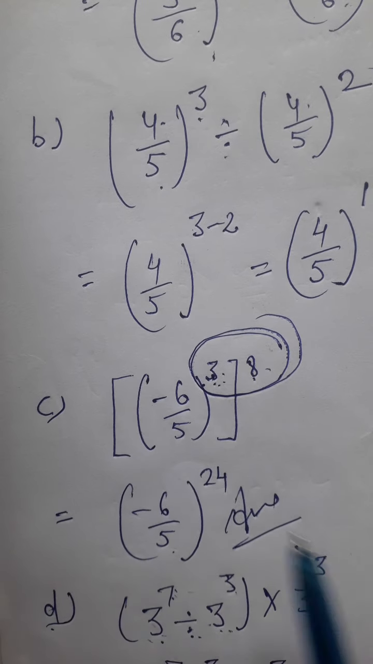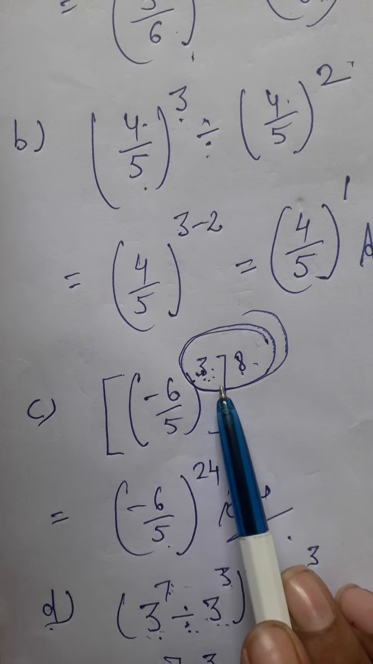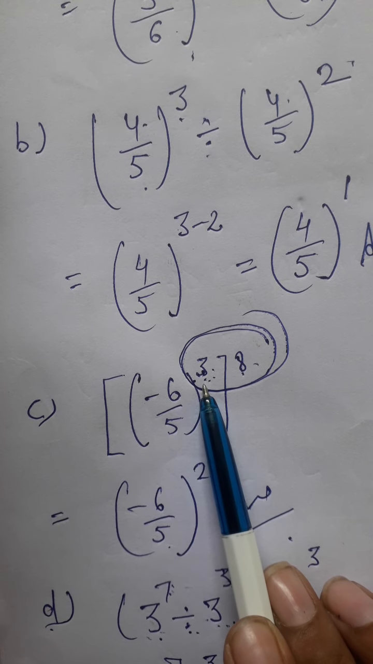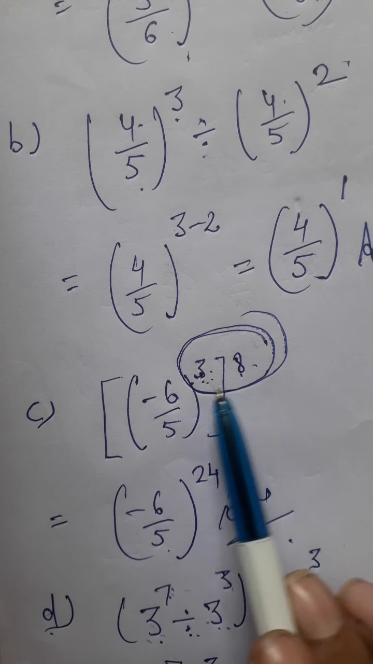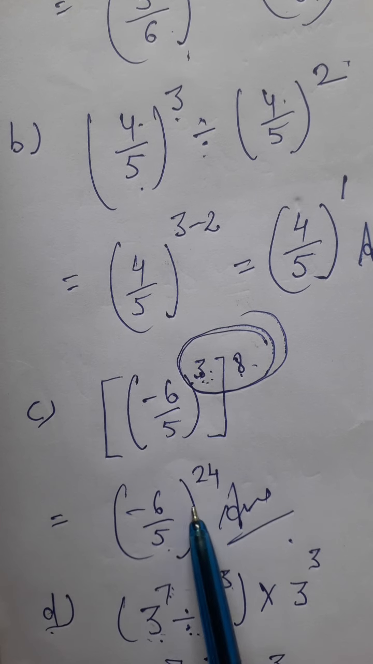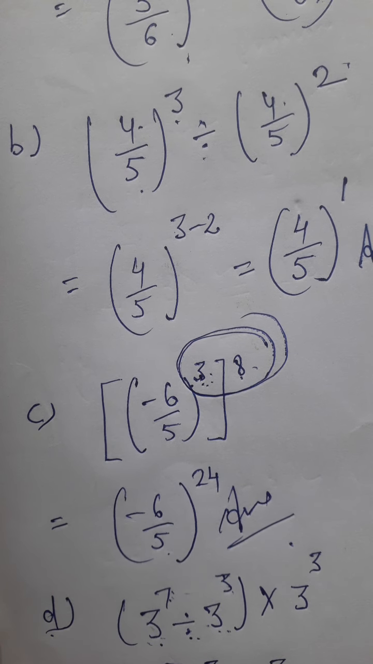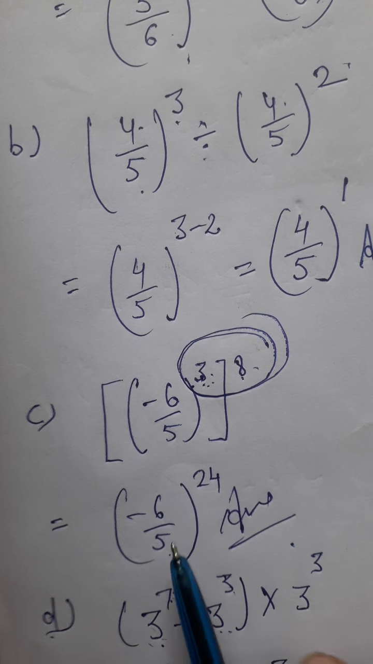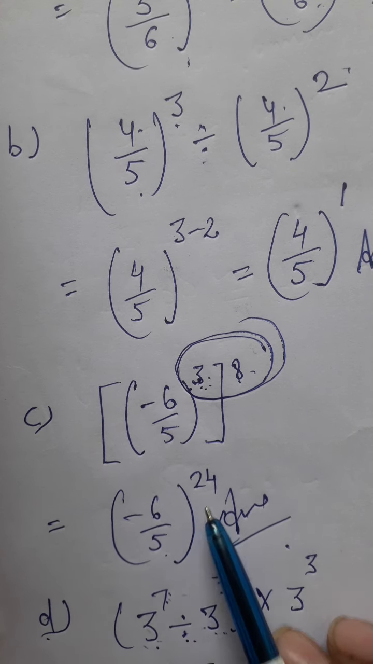In the C part, what is given? Minus 6 upon 5, power 3, power 8. Whenever we have one power inside the bracket and one power outside the bracket, we will multiply them. So 8 times 3 is 24, and they have told us to write the answer in exponential form. So हमें powers को नहीं खोलना है, उनको multiply नहीं करना, हमें powers के साथ ही answer लिखने हैं. That's why we have 24 directly.